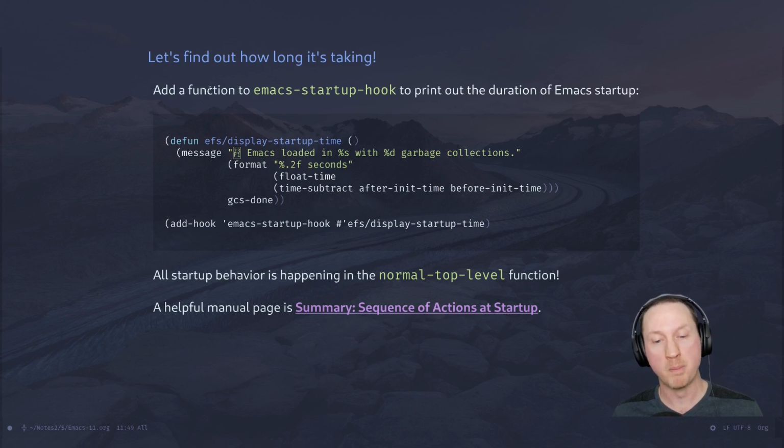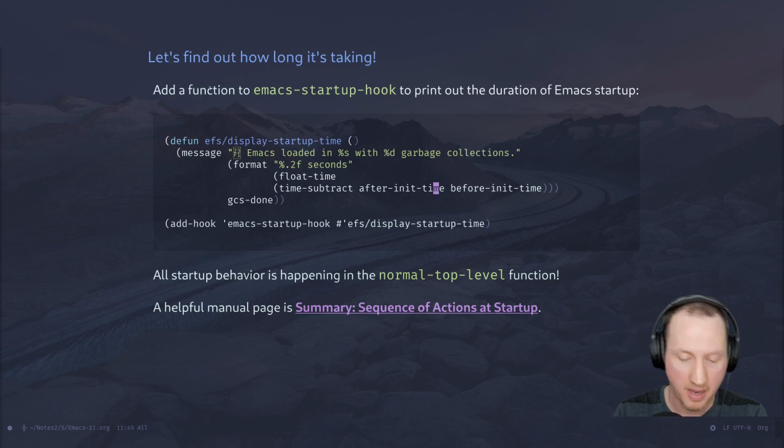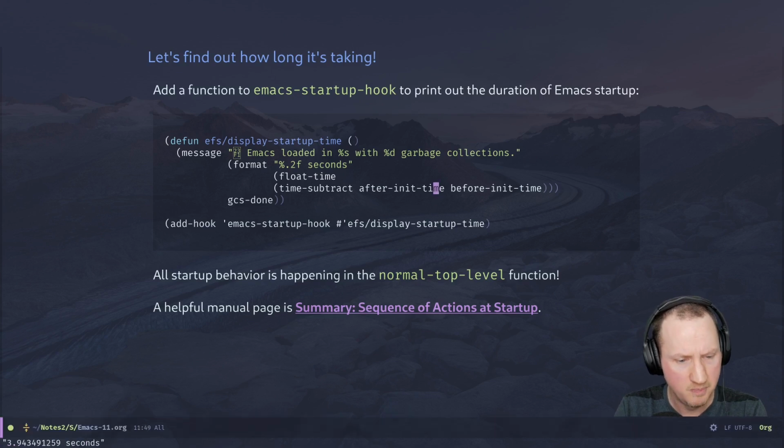In fact, there's also a built-in function that you can use to print out the number of seconds it took to start Emacs. If I use the function called emacs-init-time, I'm in the echo area if you can't see that, it will tell me that my current Emacs session took basically 4 seconds to start up, 3.943, whatever.